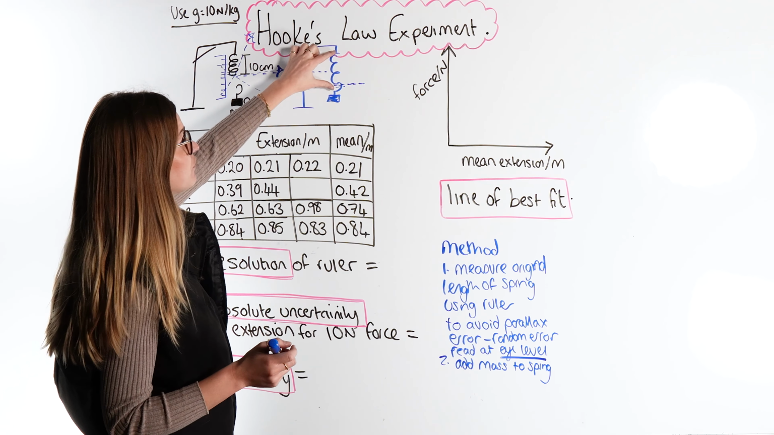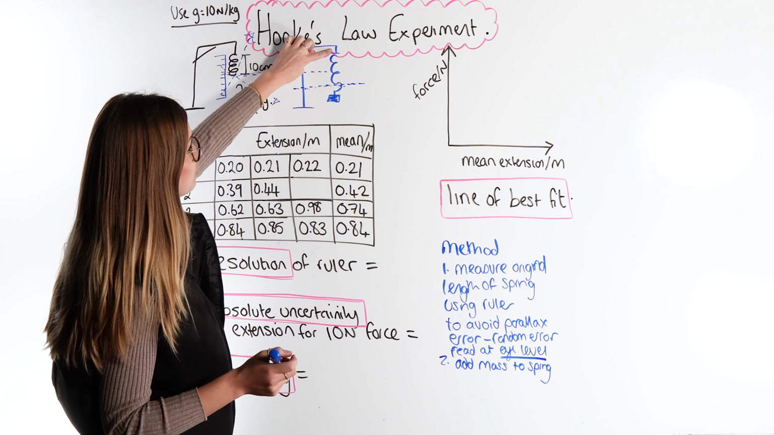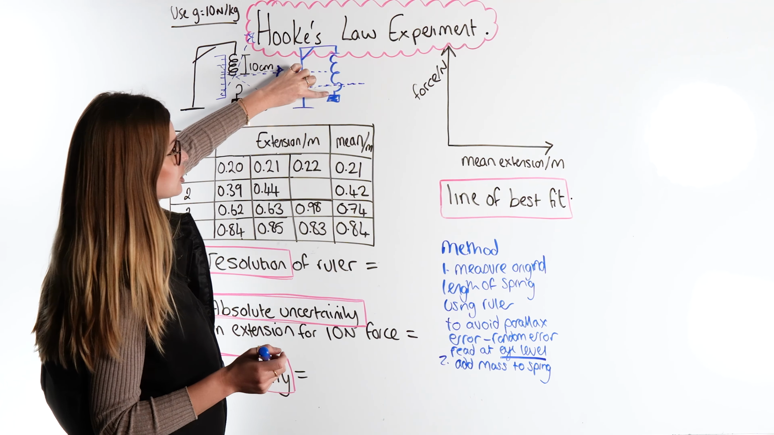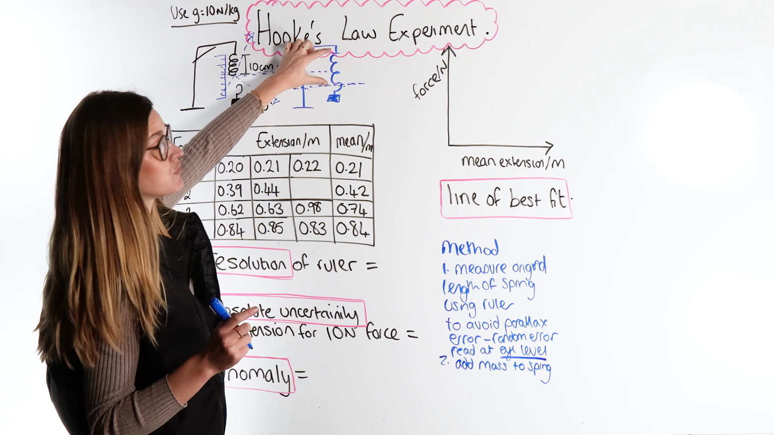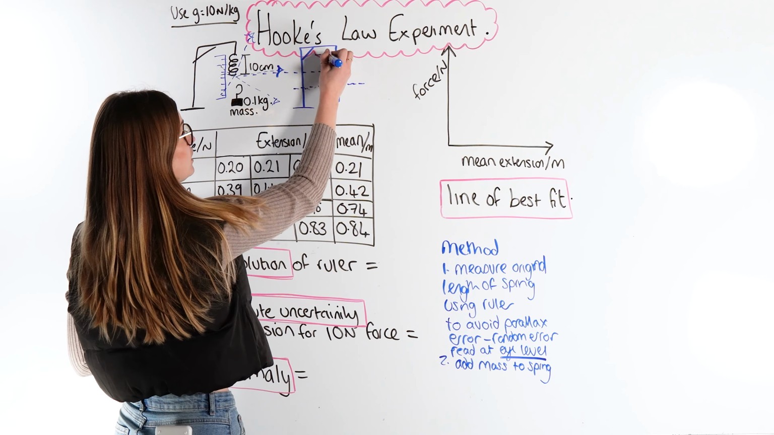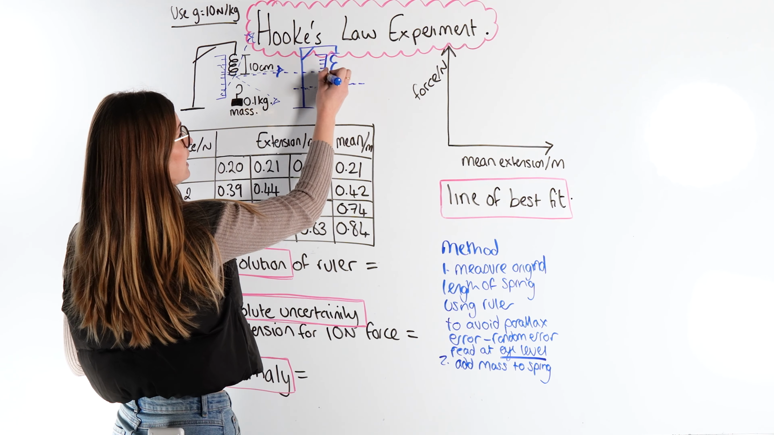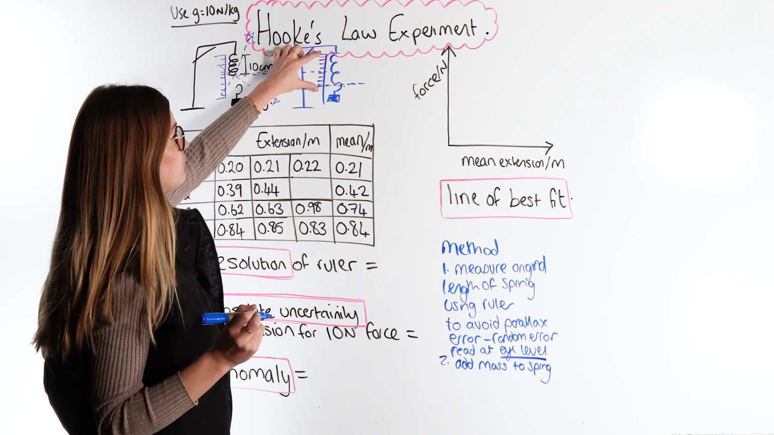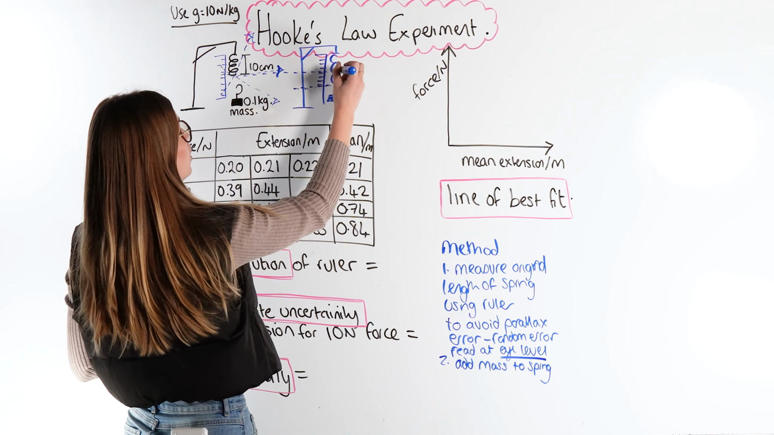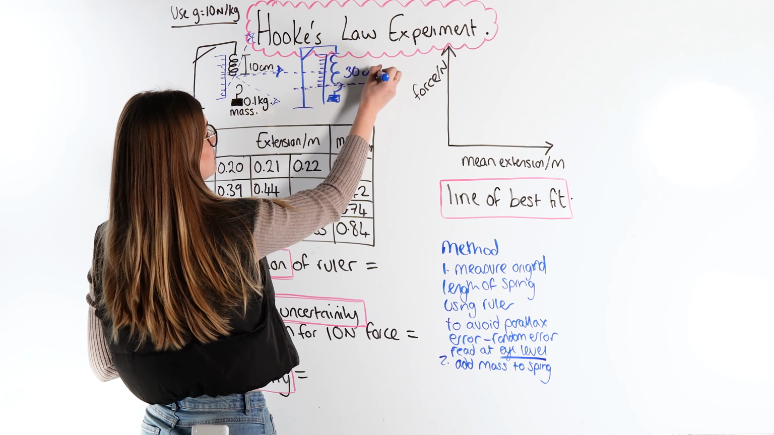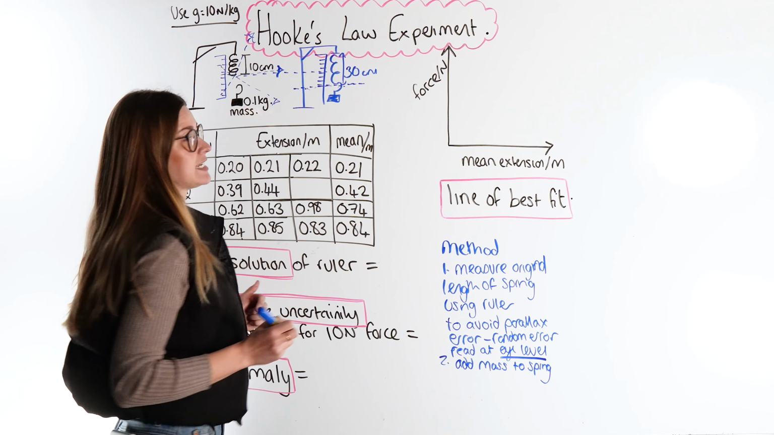I want the new length of the spring. So again, a lot of people think you measure from the top all the way down to the hook or all the way down to the bottom mass. You don't. You measure to the bottom of the spring. So again, I have my ruler here. I'm going to make sure I'm at eye level. I'm going to record that new length of my spring. So let's say the new length of my spring was 30 centimeters. So that's the new length of my spring when I attach my mass.